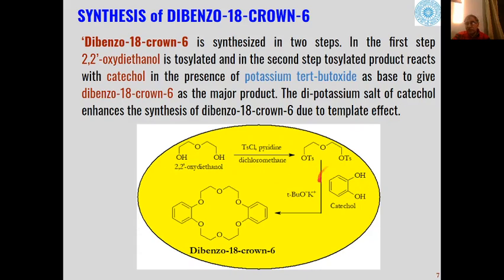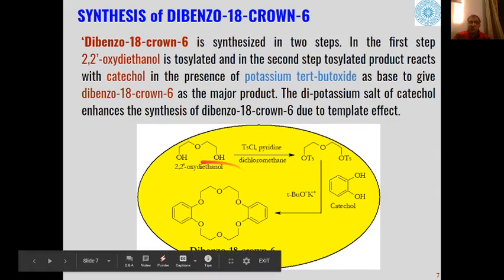Then we know that the tosylate group is a better leaving group than the hydroxyl group. So when this reacts with catechol, 2 molecules of this and 2 molecules of catechol react to give us dibenzo-18-crown-6 in the presence of a strong base like potassium tert-butoxide.